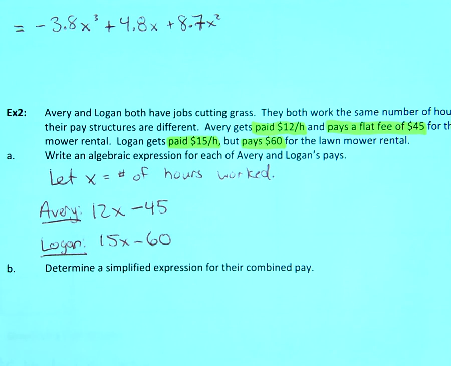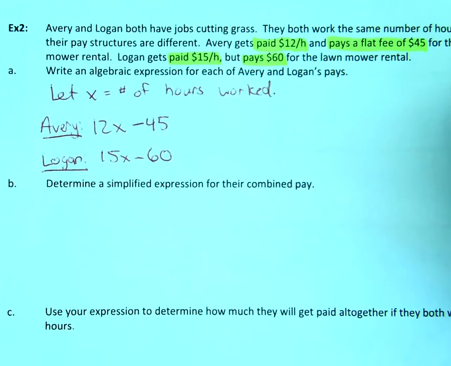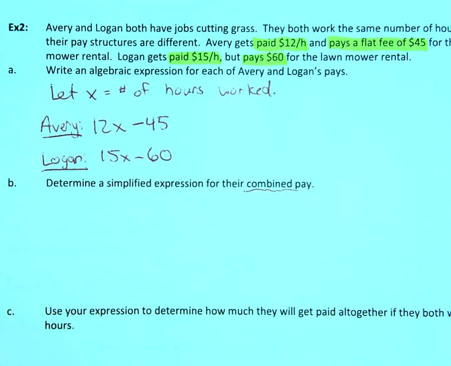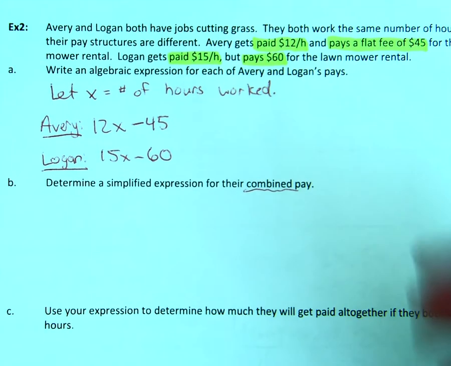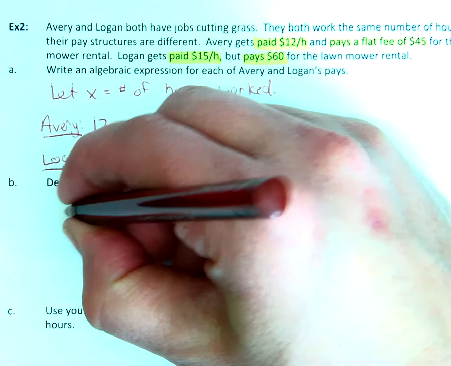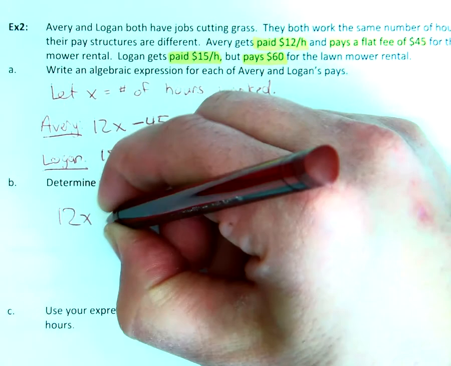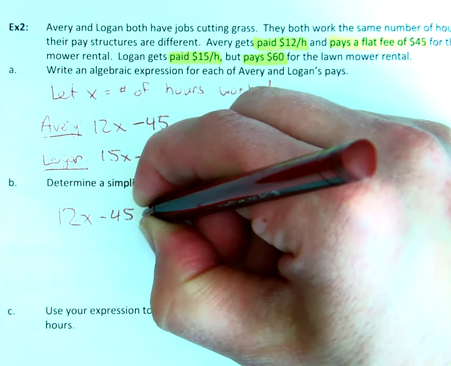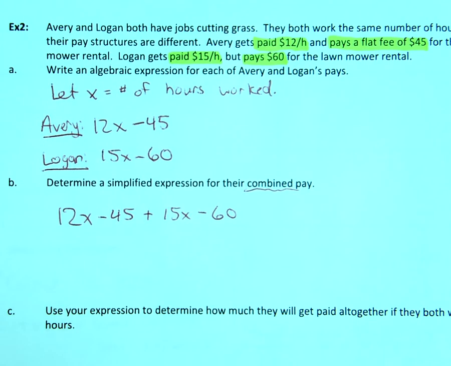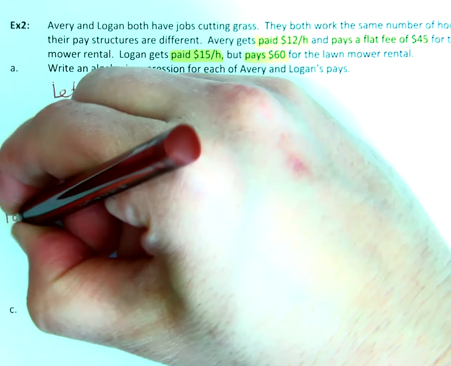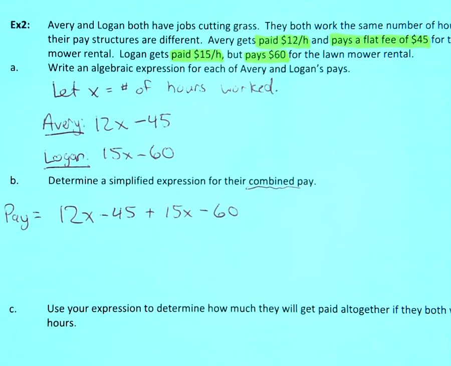For part B, it says determine a simplified expression for their combined pay. So when you combine things, it means you're going to add them. If you combine 2 and 3, you get 5. What did you do? You added them. So we're going to add these up. So I'm going to have 12x minus 45 plus 15x minus 60. So those are combined, and this is equal to the pay. So the pay is equal to 12x minus 45 plus 15x minus 60.